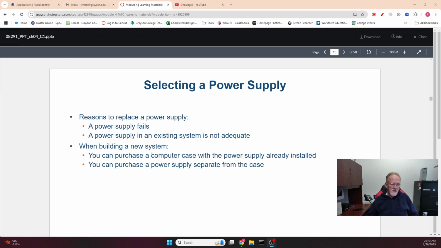You can purchase a computer case with the power supply already installed. This is probably the best way. Or you can purchase a power supply separately, but you need to make sure about the form factor. Will this supply fit this case smoothly? Does it fill up all the holes? Does it leave any space for dust and air to get through? Things like that.